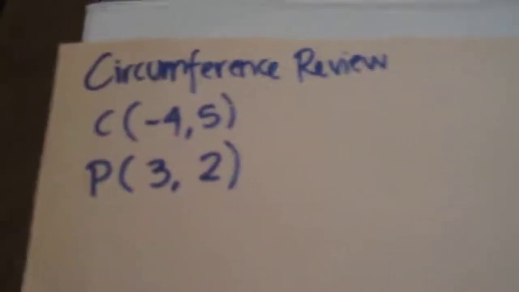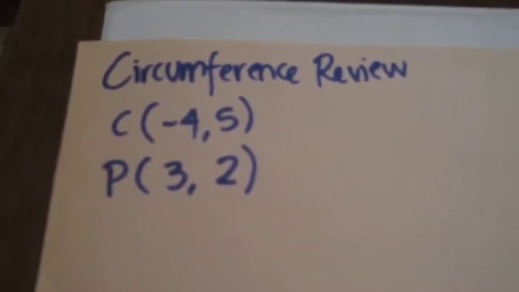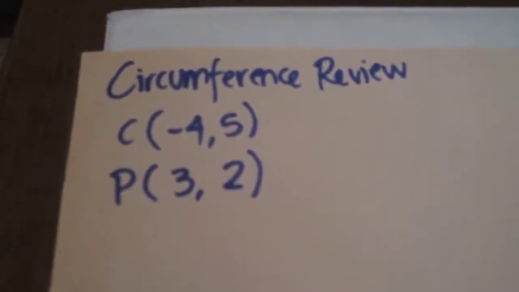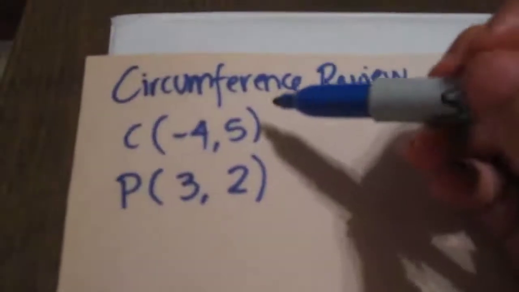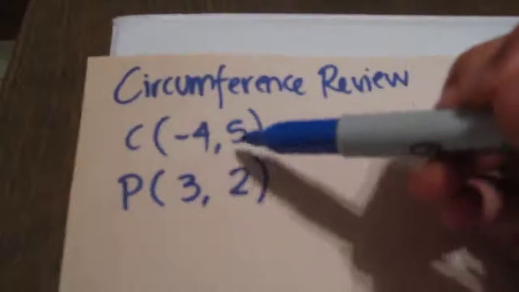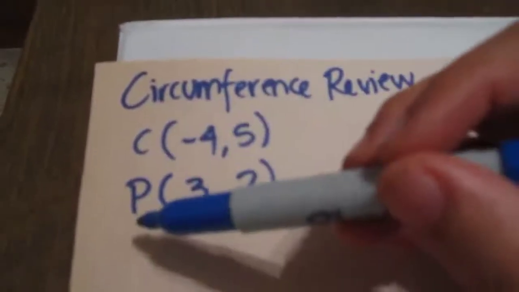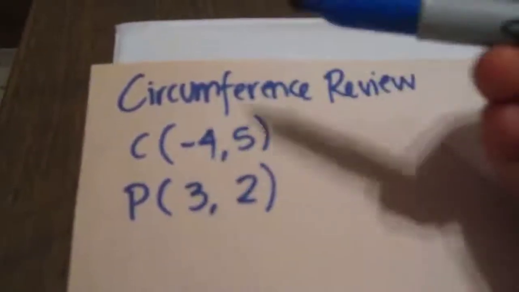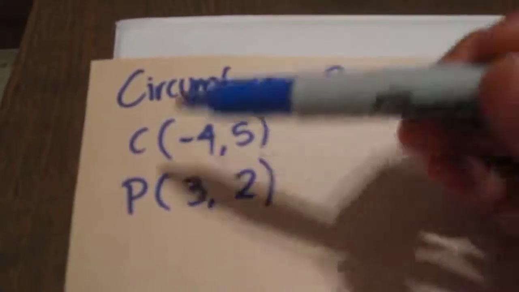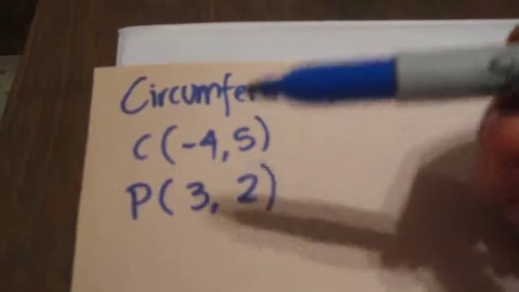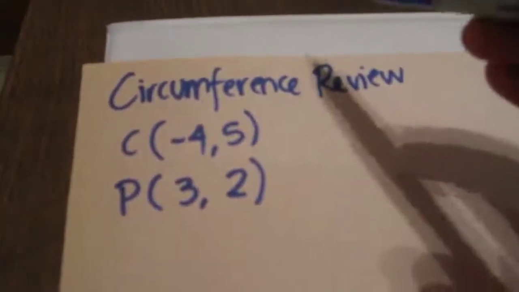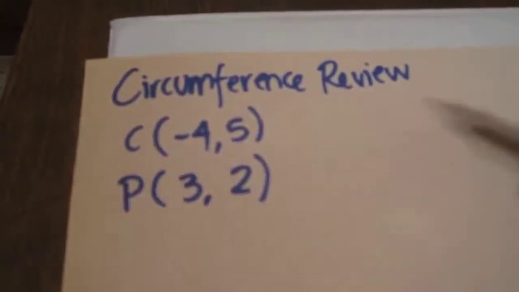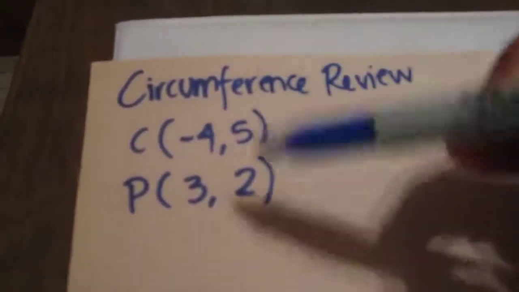Okay, this is the circumference review, and this is the second type of problem. What do you have now? You have the center (-4, 5) and a point that passes through the circumference, which is (3, 2). Remember, what do you need in order to find the standard form? You need the center and the radius.